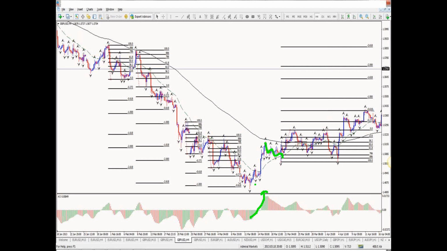Or you could even use the weekly chart and look at the candles. Are we having higher weekly highs and higher weekly lows, for example, or lower weekly lows and lower weekly highs? Okay, so those are all tools that you can use to establish the direction.